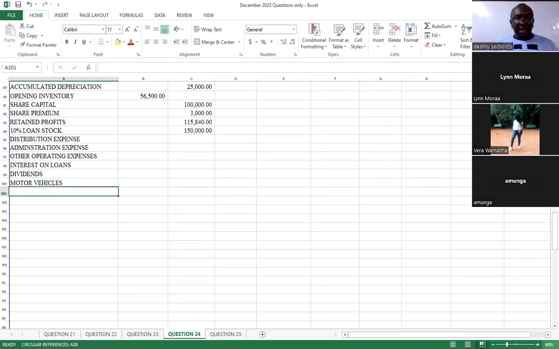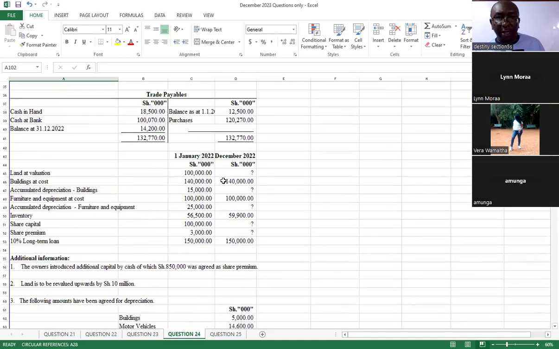And there is something we know so well from our general accounting, that when we have motor vehicles, they will be followed by accumulated depreciation. Yeah, we will have the accumulated depreciation there. So we're just trying to set up the framework.